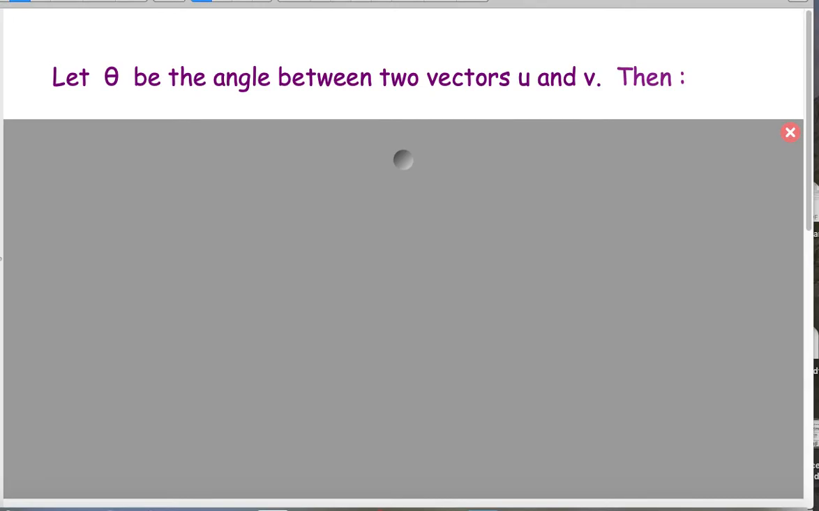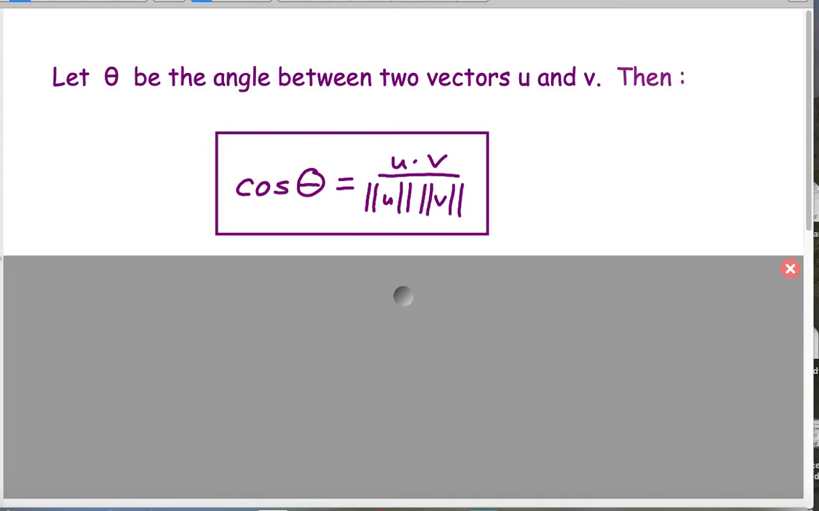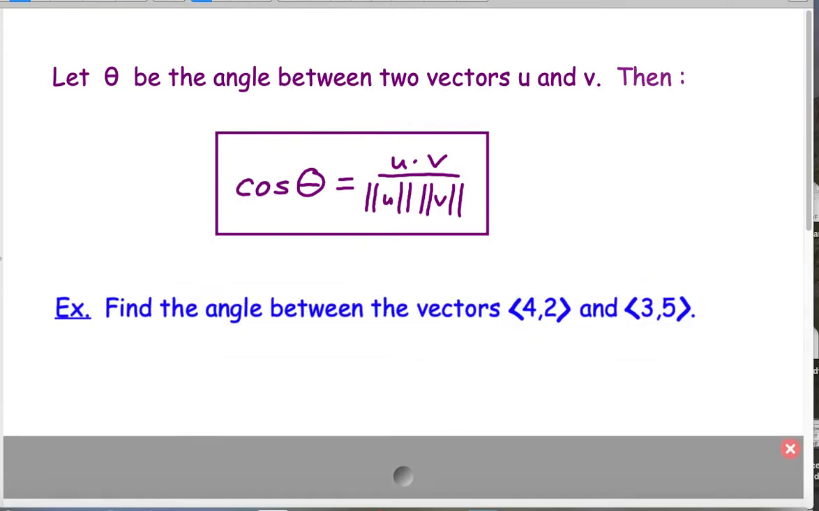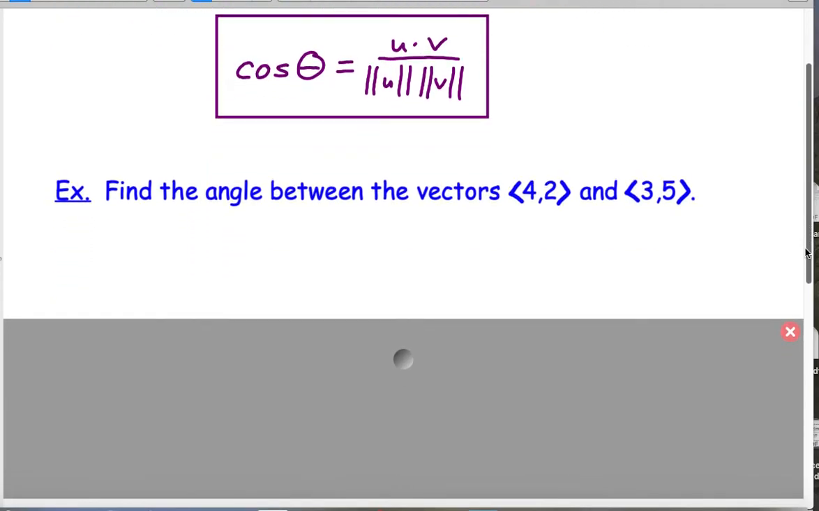All right. Where can we use the dot product? Well, what if we let theta be the angle between two vectors? Then it turns out that the cosine of that angle is going to equal the expression u dot v divided by the magnitude of u times the magnitude of v. So it's easiest if we go ahead and apply this to a specific example.